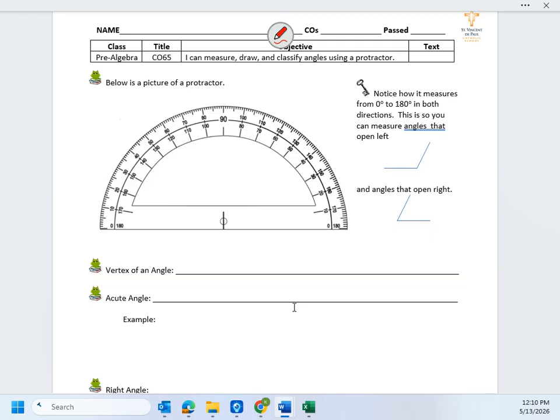Remember when I said no protractors in hands? They are down. Don't make me call out your name on the video. Protractors are down until it's time to use them.